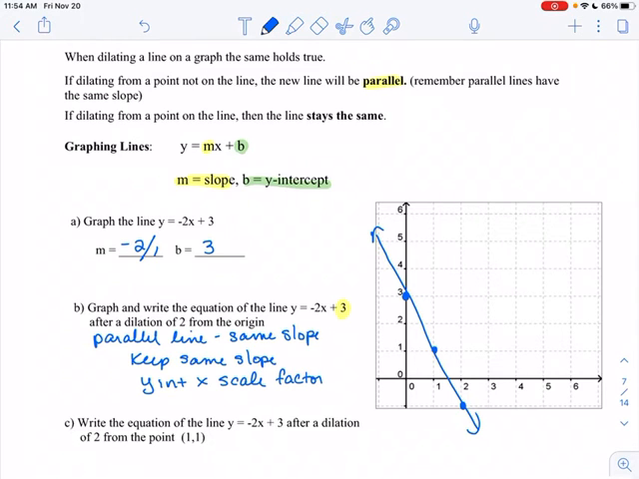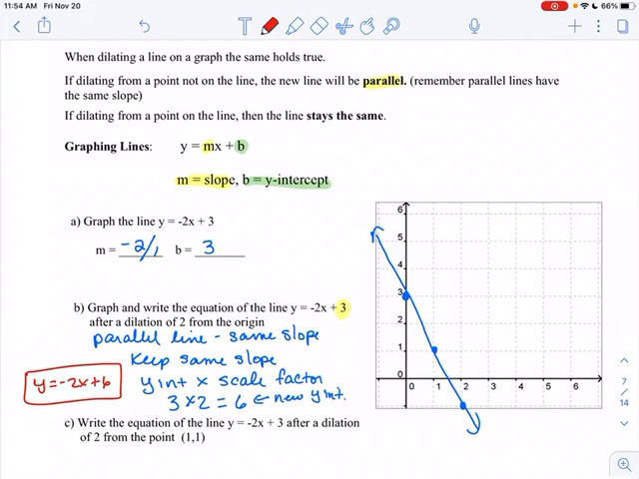Okay, so I'm going to take that y-intercept of 3, and I'm doing a dilation of 2, so I'm going to multiply it by 2. So this is my new y-intercept. All right, so my new equation is going to have the same slope of negative 2, but it's going to have a new y-intercept of 6. So this is going to be the equation right here.